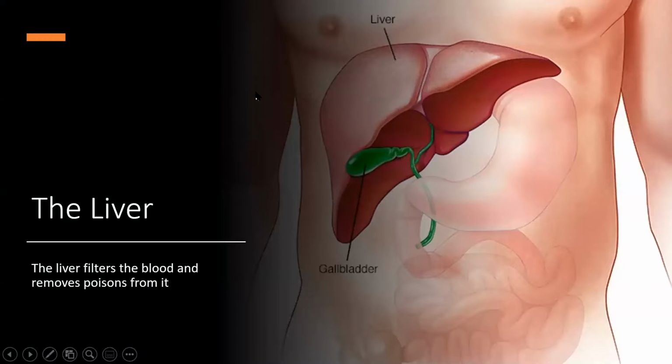Okay, the liver. It's kind of in two parts. The liver filters the blood and removes poisons from it. If there's something wrong with your liver, you can get blood poisoning, which is a serious condition that needs to be sorted out. So the liver filters blood and removes poisons from it. Very important. The interesting thing about the liver though is that you can lose a lot of your liver and still survive because it can grow back. It's quite an interesting organ actually. It looks a bit plain, but it's got an interesting job.